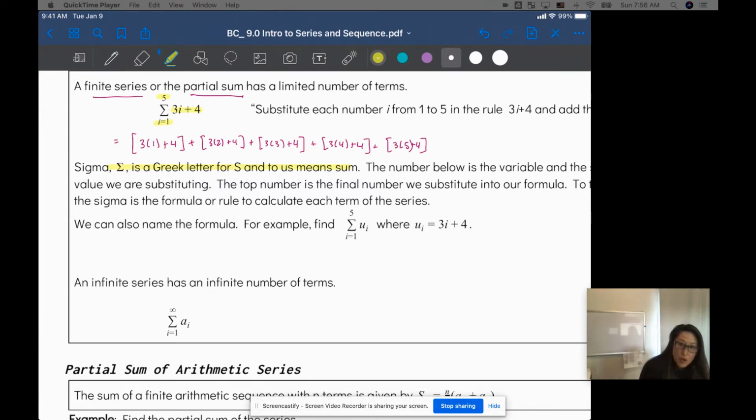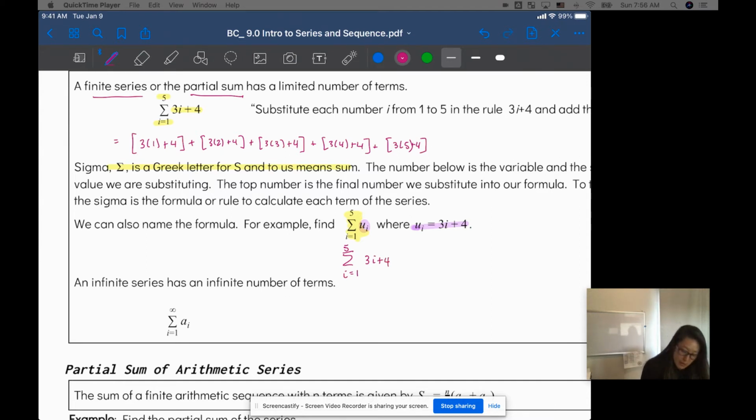Okay. We also can see our sigma notation written like this. So if I have the same thing, but instead of 3i plus 4, we just name the function, and then I said that u sub i is equal to 3i plus 4. It's the same thing. You can just substitute in 3i plus 4 for u sub i.